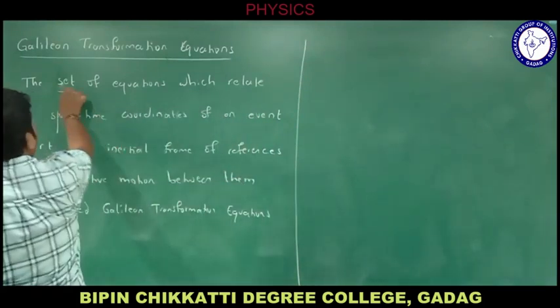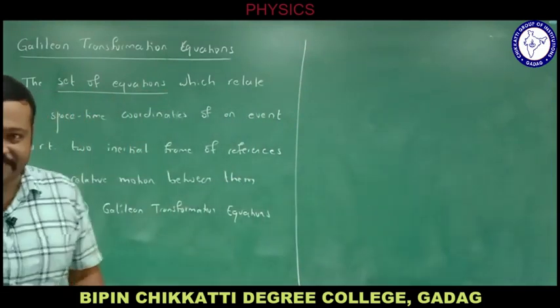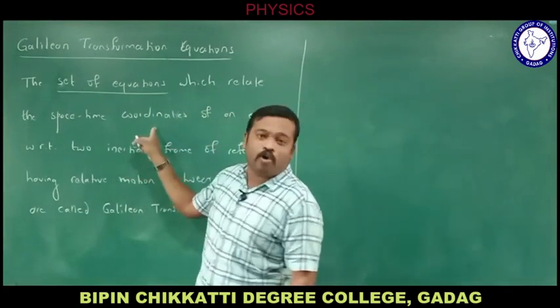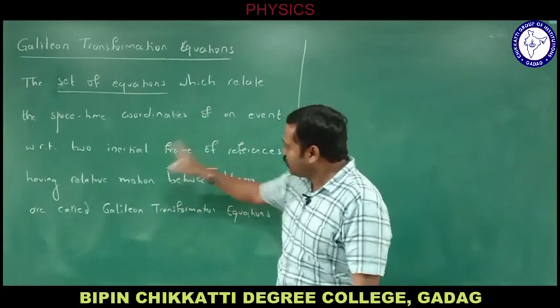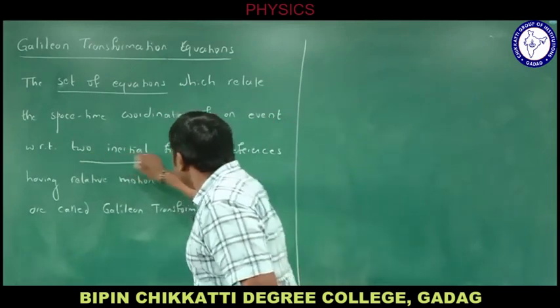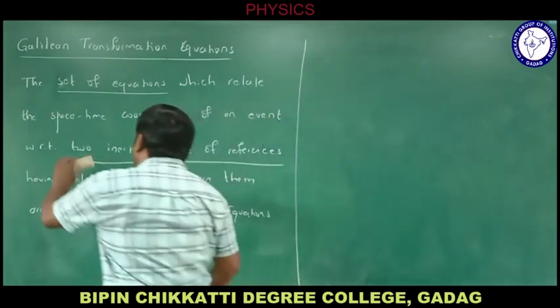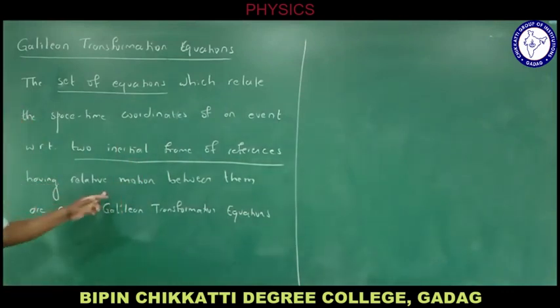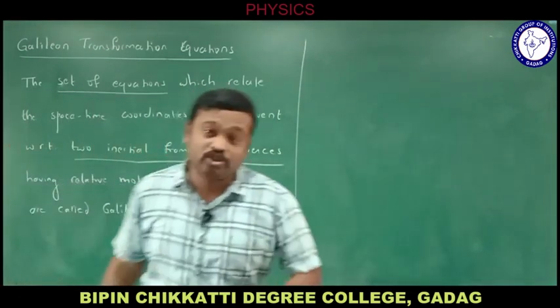Now, what are Galilean transformation equations? First of all, they are a set of equations which relate the space-time coordinates of an event with respect to two inertial frames of reference. And how should these inertial frames of reference be? They should be moving with relative motion with each other.